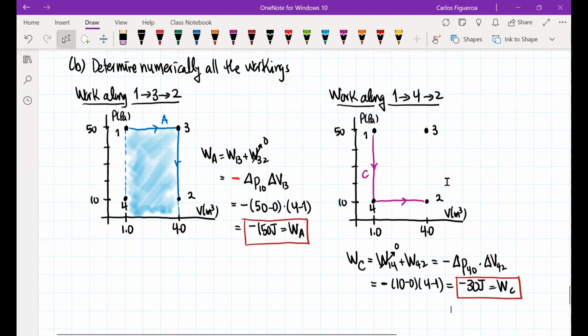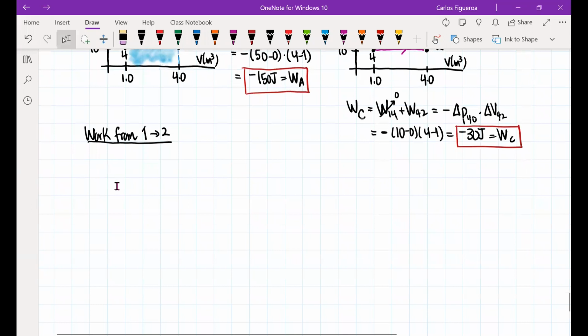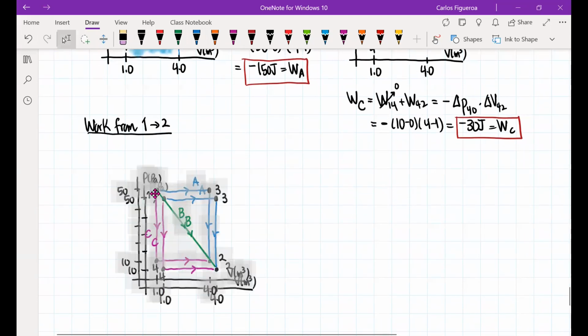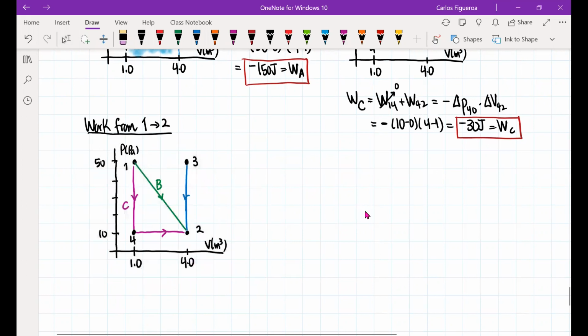And so finally, I'm going to do now the work from 1 to 2. So let's put that in there. So that only is the green line. So that means I'm going to take this out. I'm going to take this out. And that's what we're talking about. So if I look at this area, here's what I see. The area under the curve looks like this.